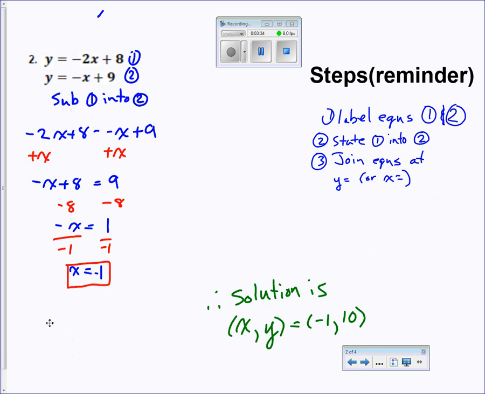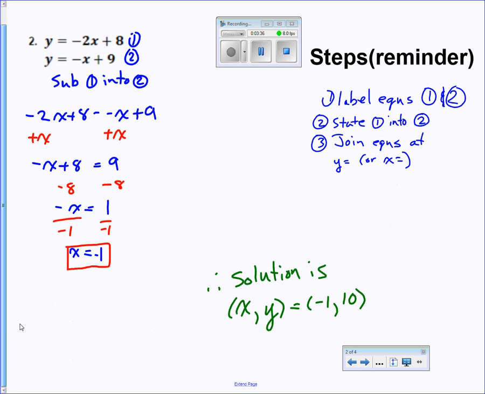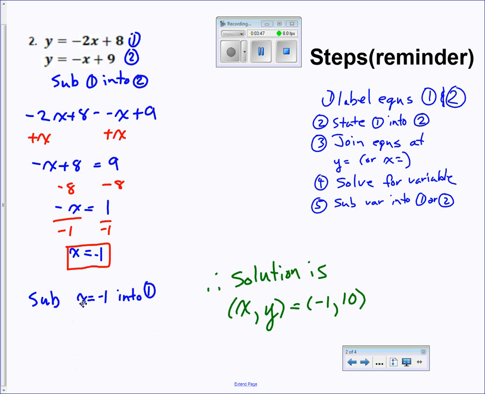So now let's do the next part. Now we've solved for our variable. So now we're going to substitute what we found into 1 or 2. So we're going to sub x equals negative 1 into equation 1, and we end up with something like this. Substitute directly in, and we end up with the following. 2 plus 8, which equals 10, so therefore the solution is negative 1, 10.